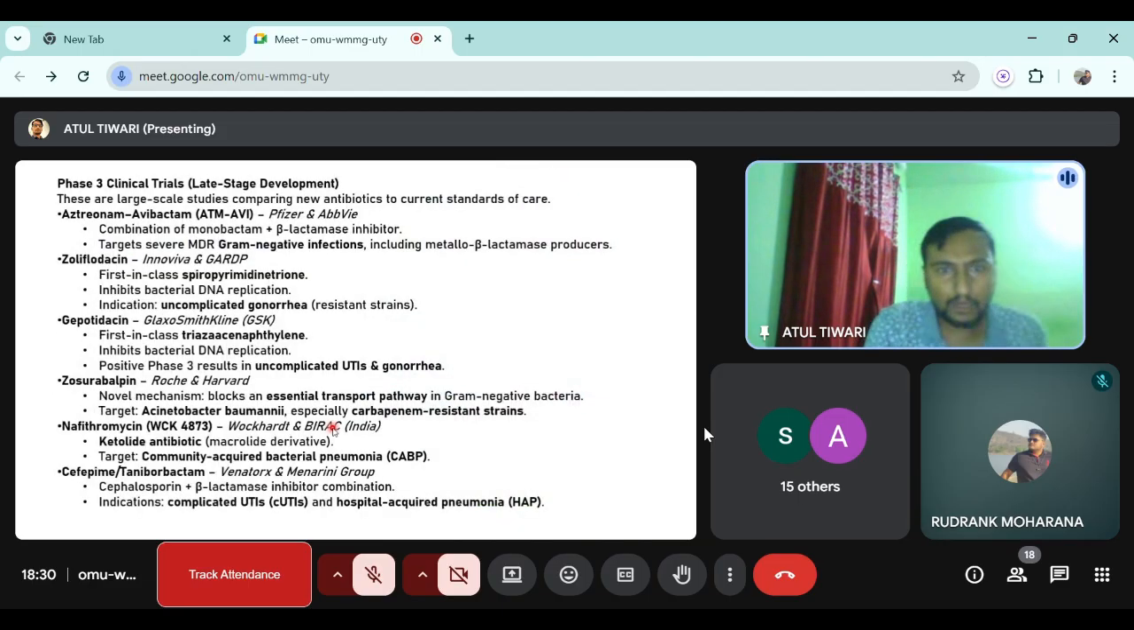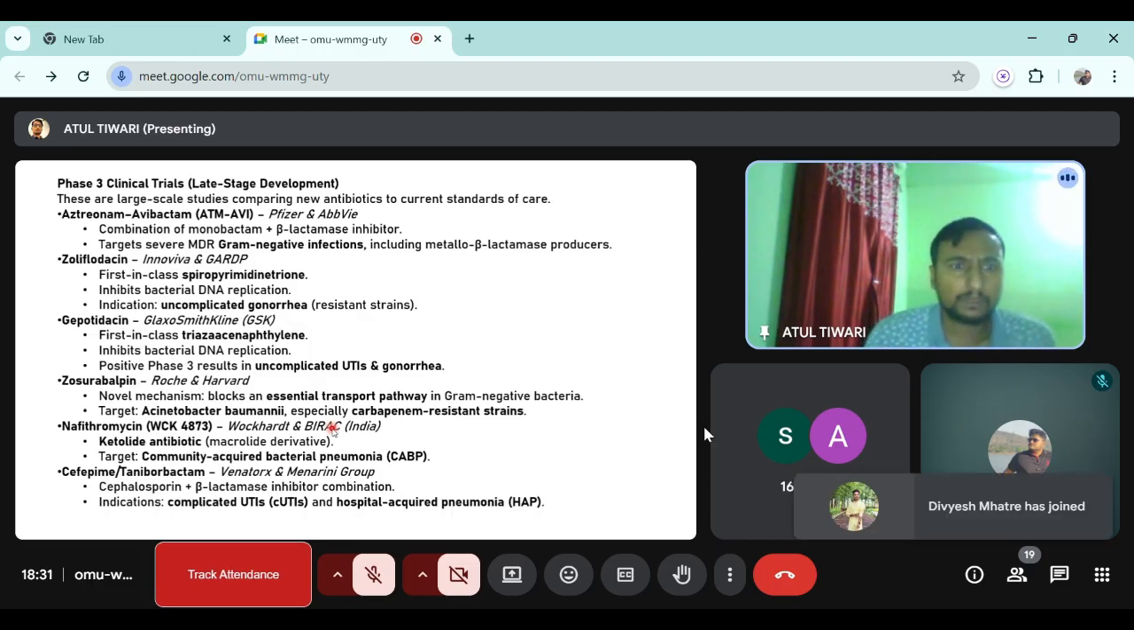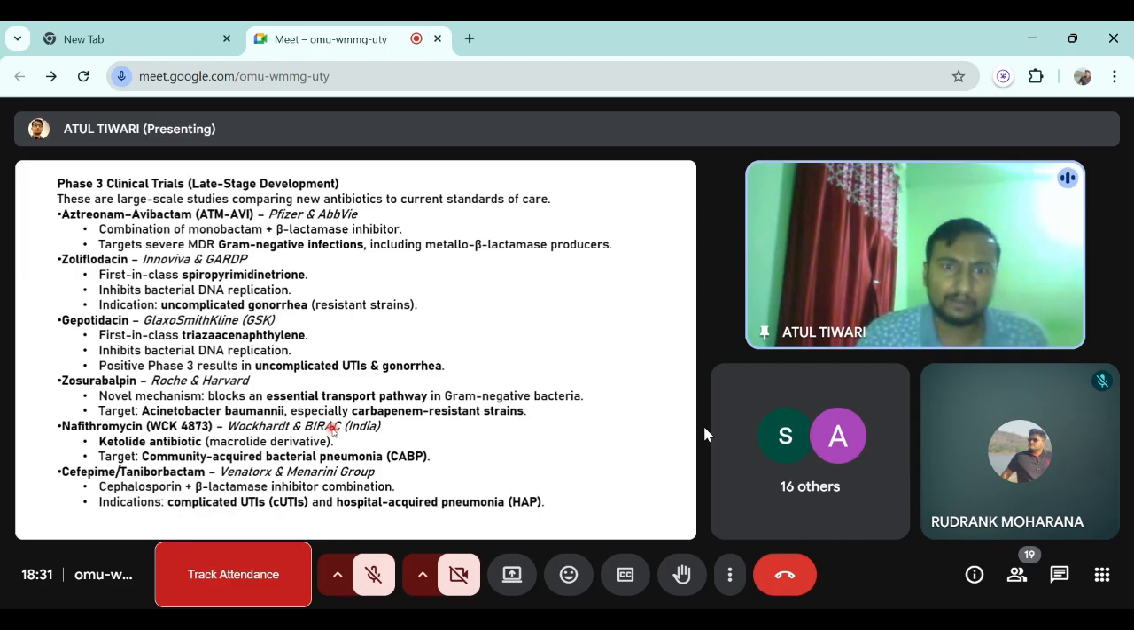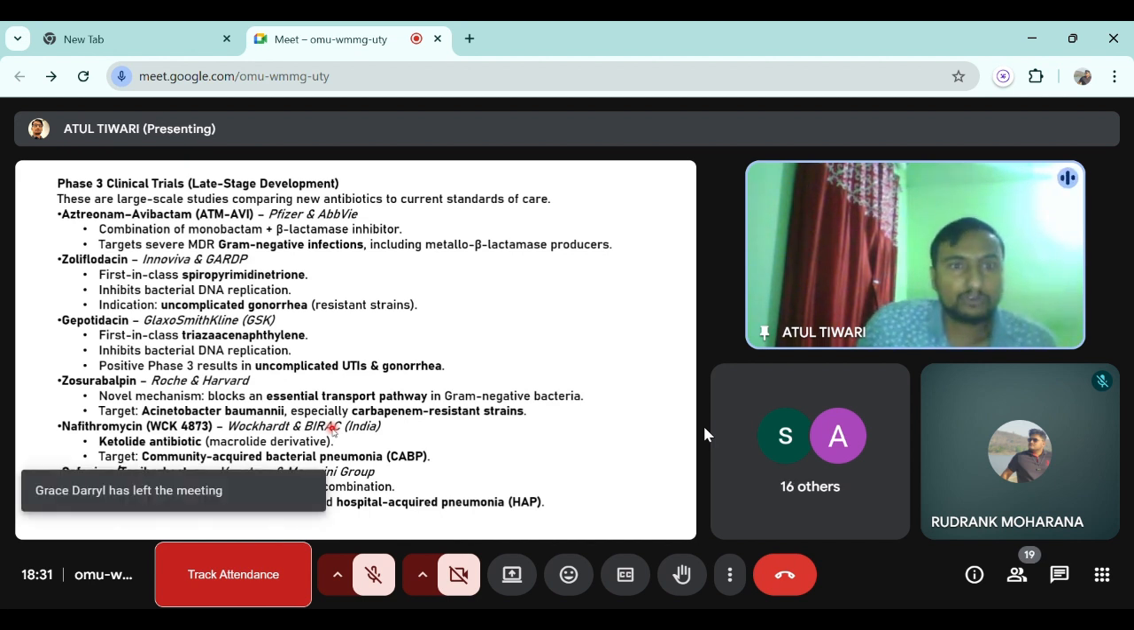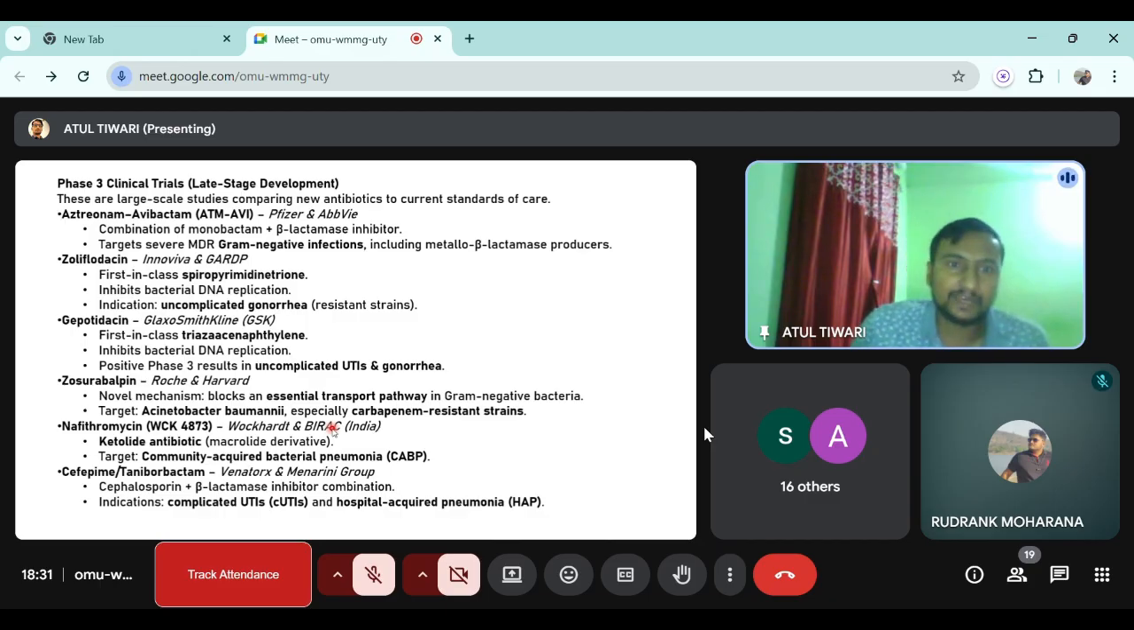So I am presenting the current scenario of what kinds of drugs or antibiotics are in the pipeline across the world. Some drugs are in phase 3 clinical trial, the last stage of development, like azithromycin-avibactam, developed by Pfizer and AbbVie, zoliflodacin by Innoviva and GARDP, gepotidacin by GlaxoSmithKline, GSK, also in phase 3 clinical trial, and Zosurabalpin, in trial by Roche and Harvard University.